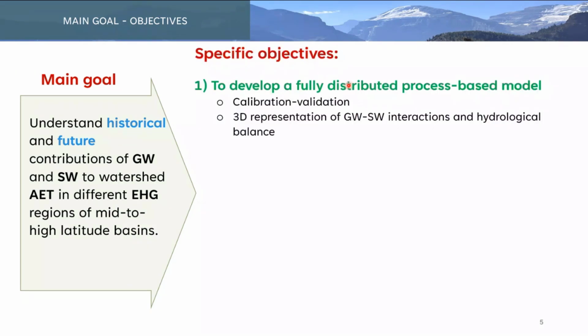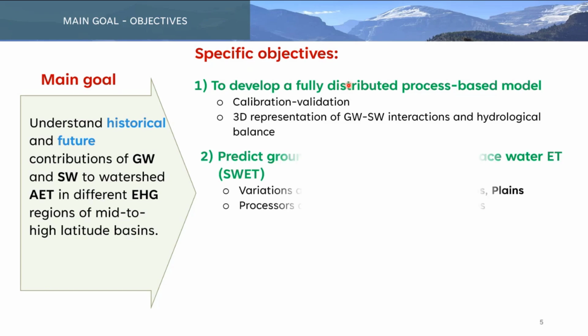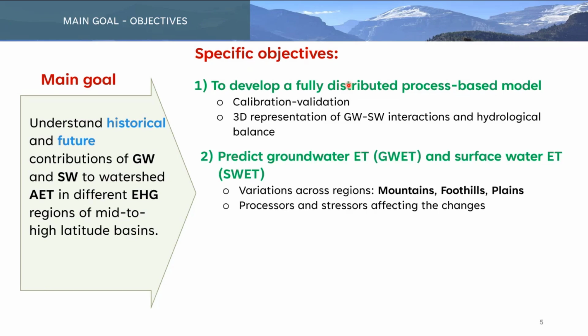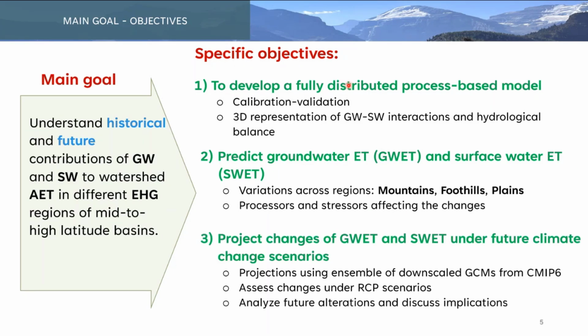The first one was to develop, calibrate, and validate a fully distributed process-based model that allows the three-dimensional representation of groundwater and surface water interactions and the hydrological balance, and in our case, we used HydroGeoSphere. The second one was to predict groundwater evapotranspiration and surface water evapotranspiration across mountain, foothills, and plains. And last but not least, to project and analyze changes of groundwater evapotranspiration and surface water evapotranspiration under climate change scenarios.